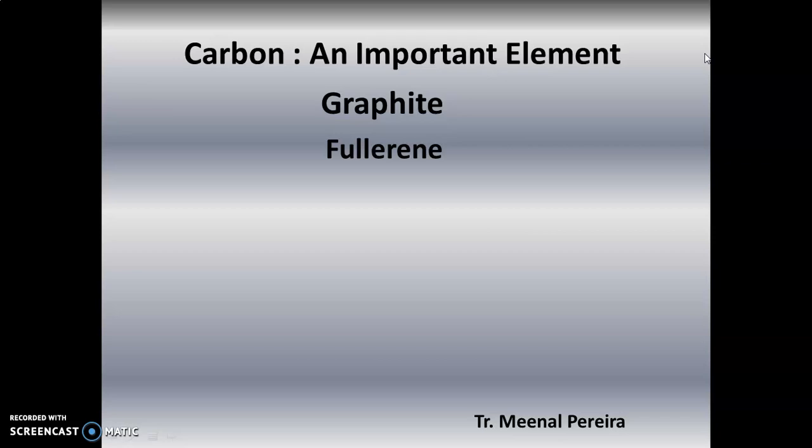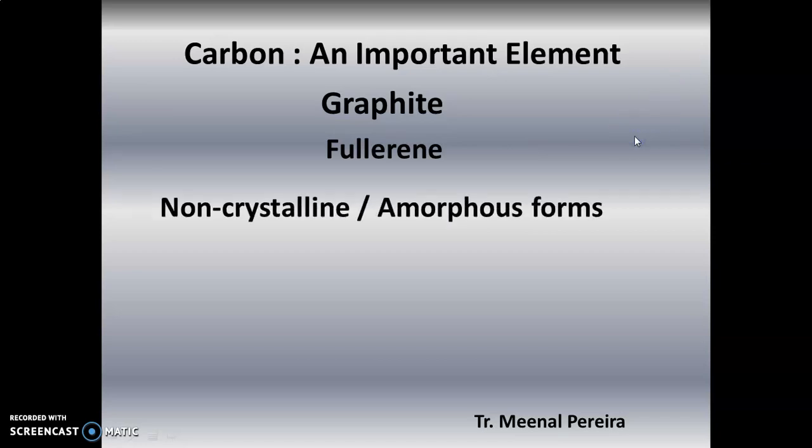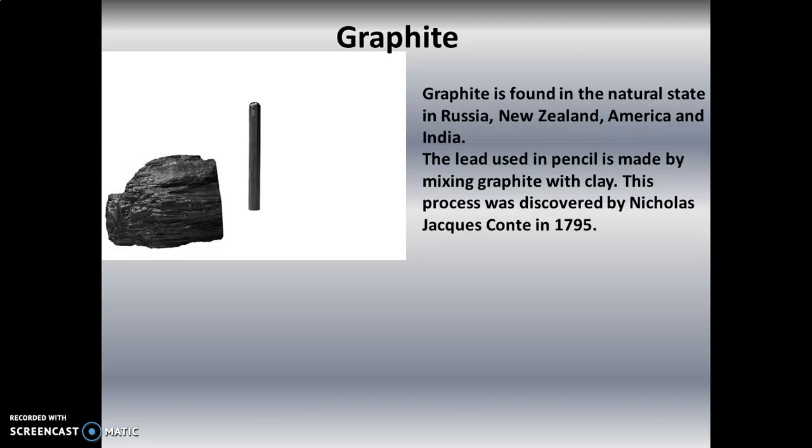In this video, we will study two more crystalline forms of carbon, that is graphite and fullerene, and we will also study the non-crystalline or amorphous forms of carbon, which are nothing but coal, charcoal and coke. So let's begin. First, let's study graphite.